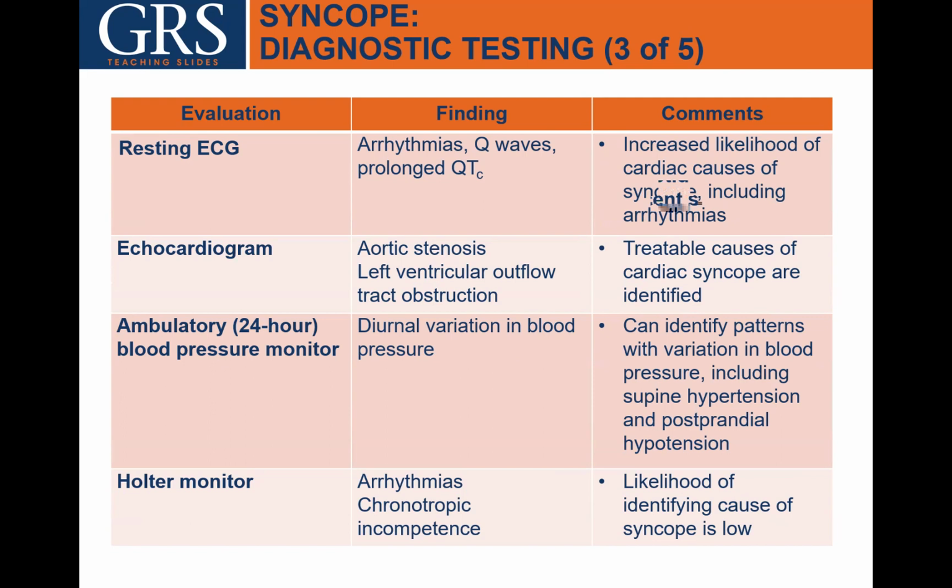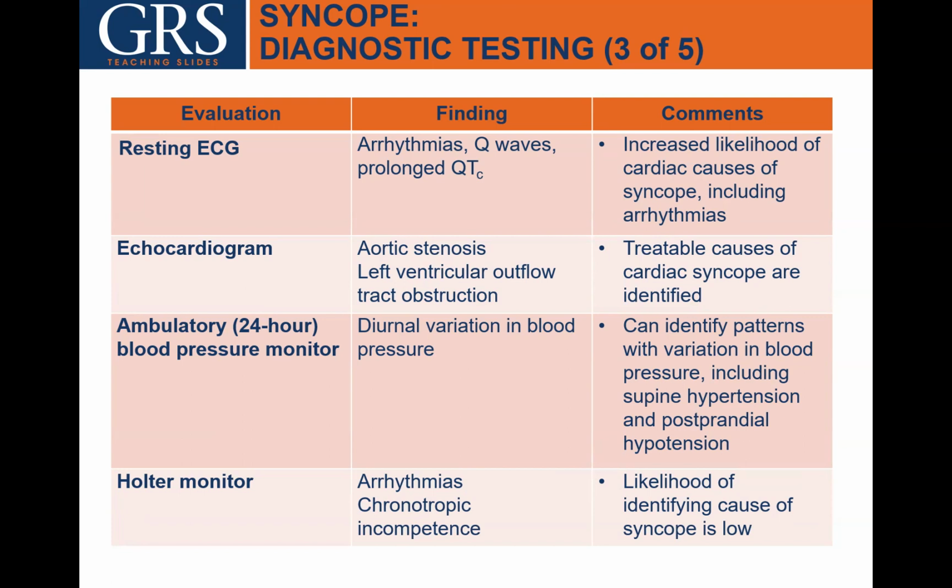And the echo can give us another picture, like if the patient has a valvular problem, like aortic stenosis, mitral valve insufficiency, or other problems like left ventricular outflow tract obstruction. These can be identified and treated. Ambulatory 24-hour blood pressure monitoring can help us monitor the patient's blood pressure at home, and identify patterns of variation in blood pressure, including supine hypertension and postprandial hypertension.